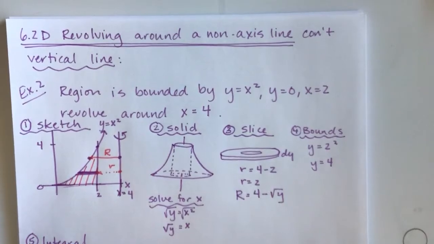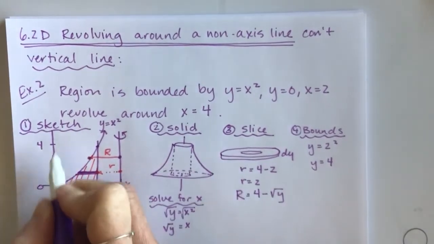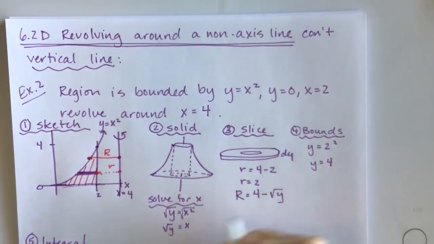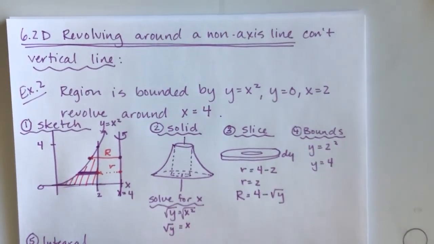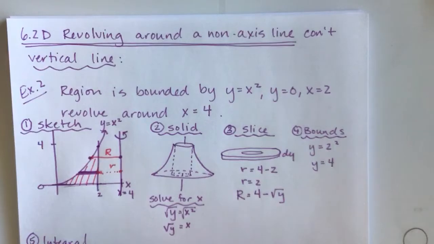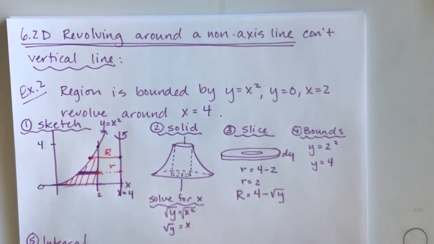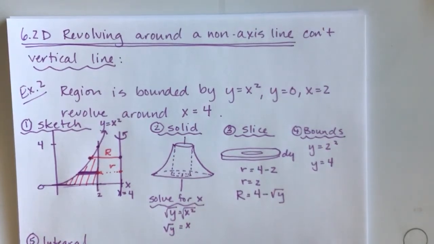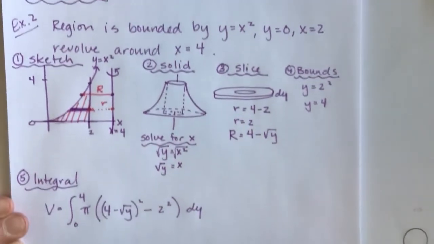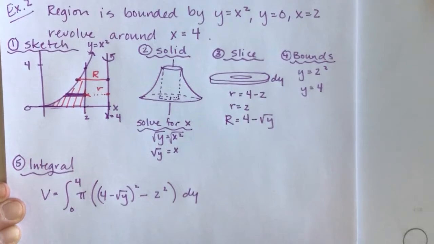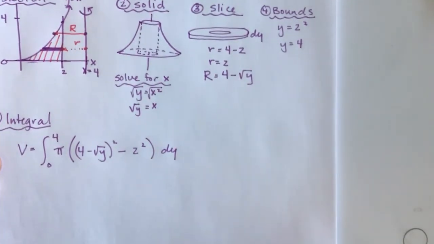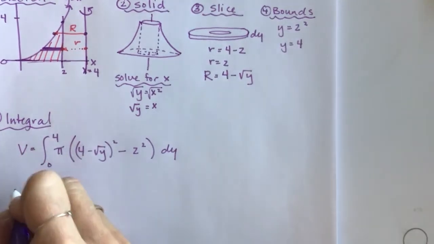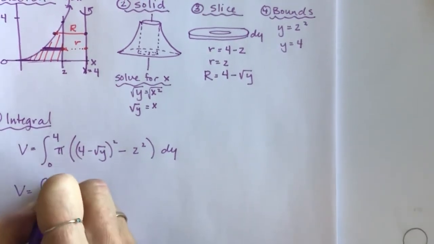So our volume is equal to the integral 0 to 4 of pi big R squared, 4 minus root y, minus little r squared, and our thickness is dy. Oh gosh, you guys can't see that. Sorry about that. Okay, here we go. And then again, you would want to FOIL this out. Volume equals 0 to 4.